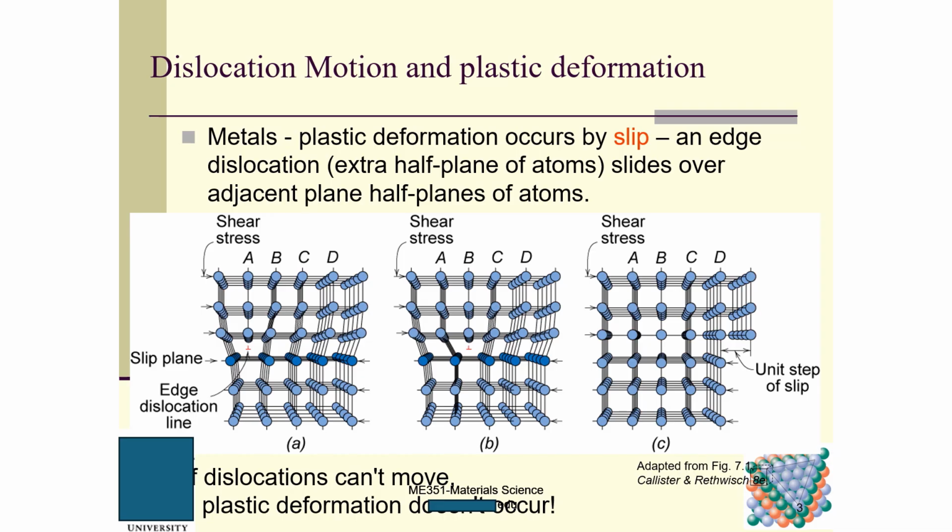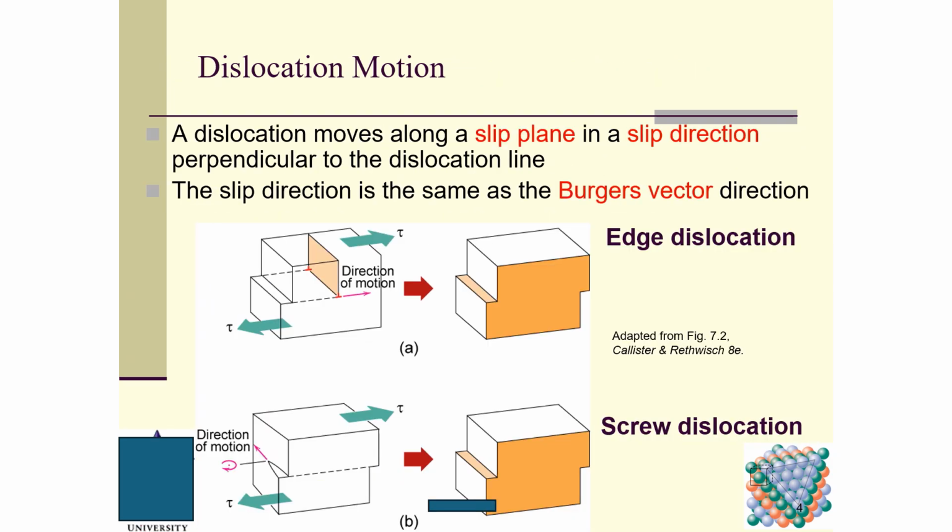From here to here, how many steps do we have? 1, 2, 3, 4, I'm sorry, 5. 5 steps. So this is dislocation motion along the slip plane in a slip direction perpendicular to the dislocation line. The slip direction is the same as the Burgers vector direction.